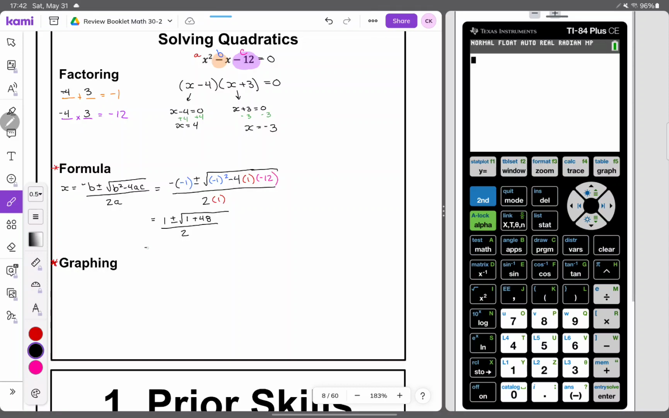Again, I'm going to just simplify this down a little bit more. 1 plus or minus, well, 1 plus 48, that's 49. And the square root of 49 is 7. So our x values are going to be x equals 1 plus 7 divided by 2, which is going to be 8 divided by 2, which is 4. The other one is x equals 1 minus 7 divided by 2. Remember, we do have that fraction button on our calculator. So 1 minus 7 divided by 2, -3.